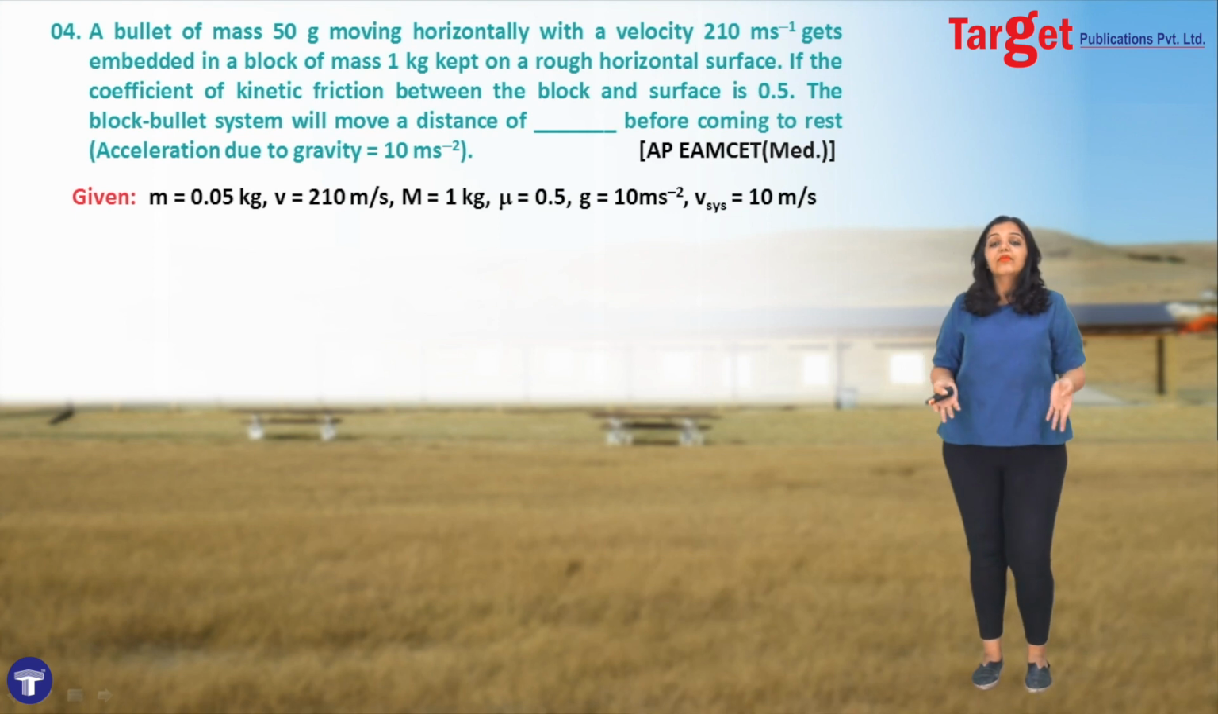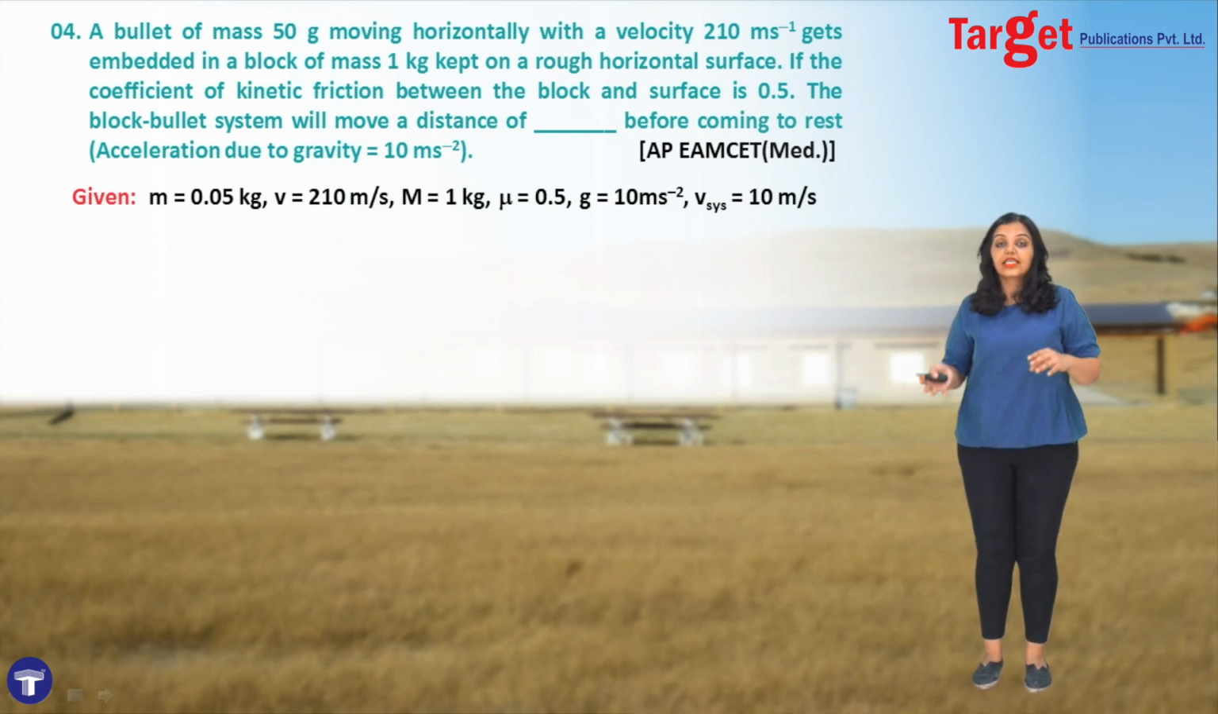Because nowhere in the sum is it told whether the collision is elastic or inelastic. But as I already told you, since the bullet gets embedded into the block and after collision they move together, this is nothing but an inelastic collision. In fact, it's a perfectly inelastic collision because they both have got embedded and are moving together after the collision.